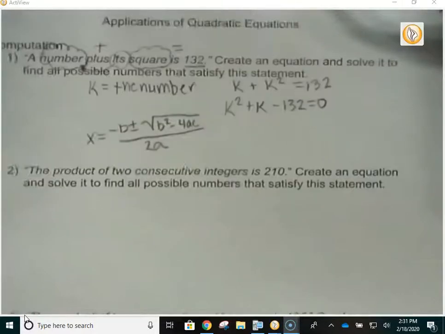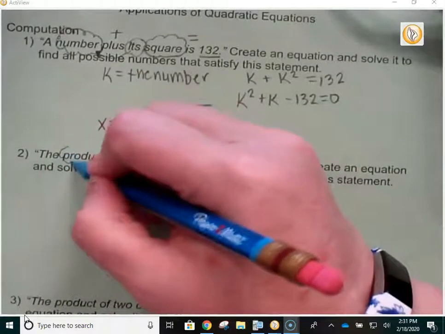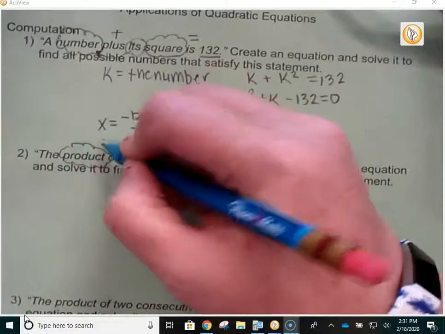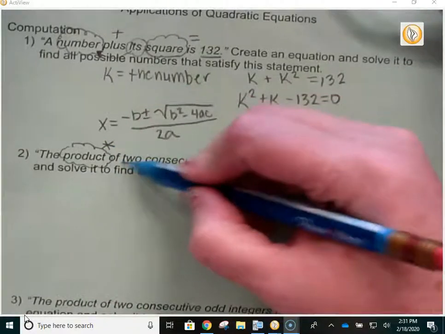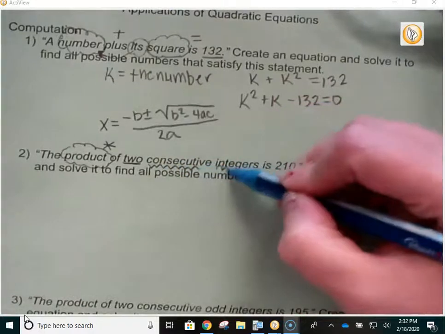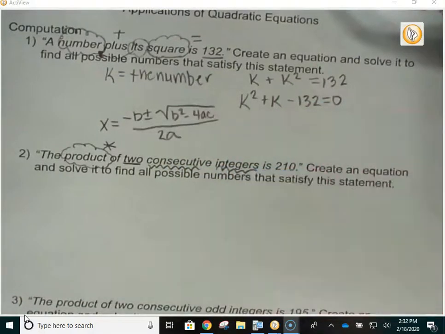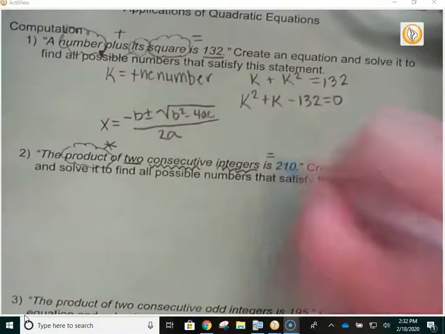All right, so let's set up number 2. It says the product, is the answer to a multiplication problem, of 2 consecutive integers. Consecutive integers means one right after the other, like 2, 3, 4, 5, 6. Those are consecutive. -2, -3, -4, -5. Those are consecutive. Is 210.